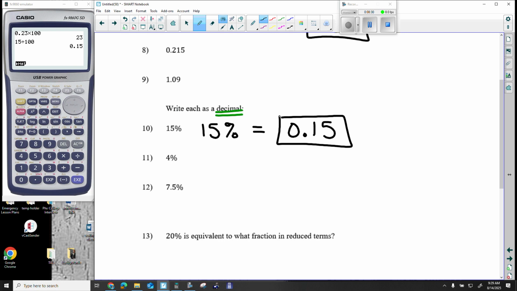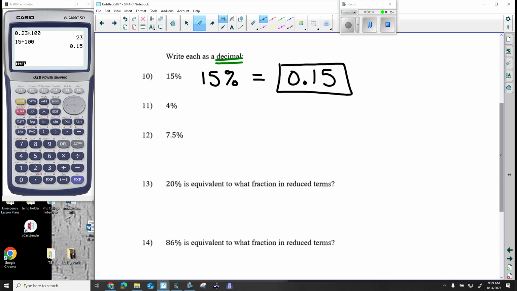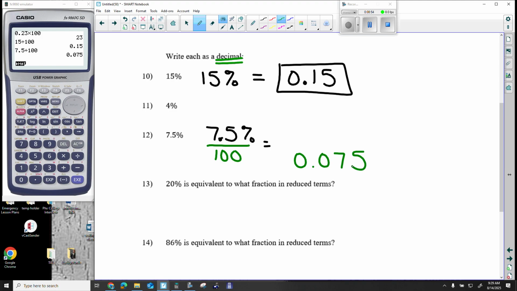A kind of a tricky question on this one is number 12, 7.5%. So if I have 7.5%, in essence, what I'm going to do is I'm going to divide by 100. But note that the answer is 0.075. Again, we are taking this to 2 decimal places, so note that the 5 is technically going to round the 7. So this official answer would be 0.08 as the decimal that I'm reporting.